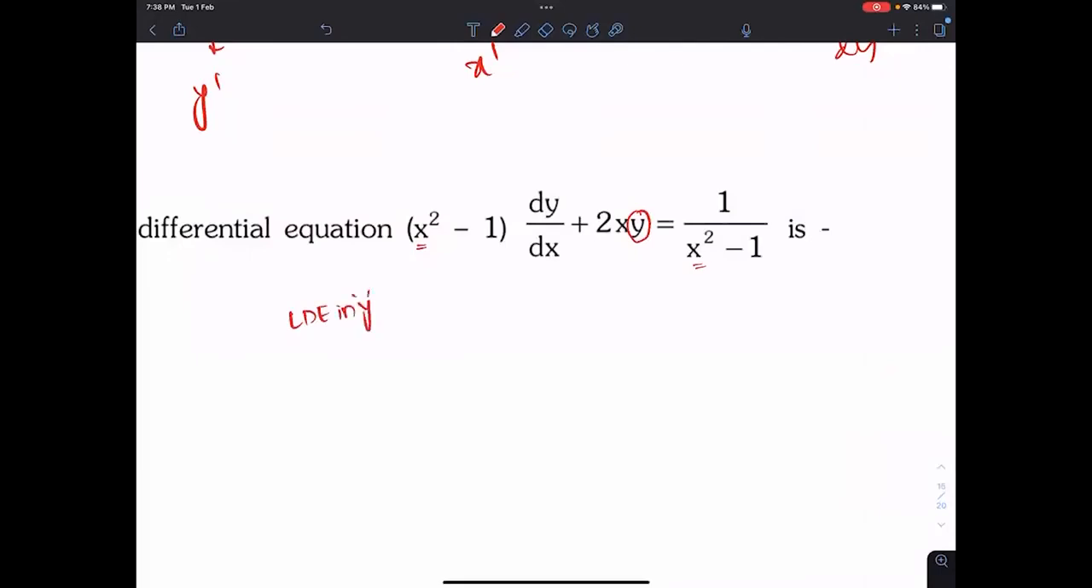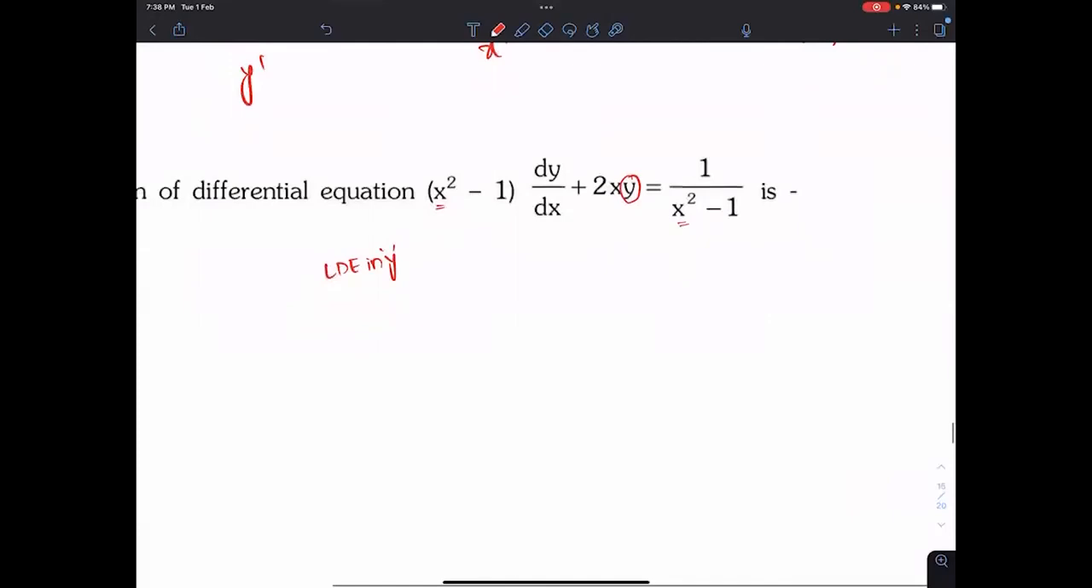Okay, so the important thing is identifying the LDE. After that, writing it in standard form. So what is standard form for any LDE? If it is an LDE, the standard form will look something like this: dy/dx + P(x) y = Q(x). You know how to solve from here.